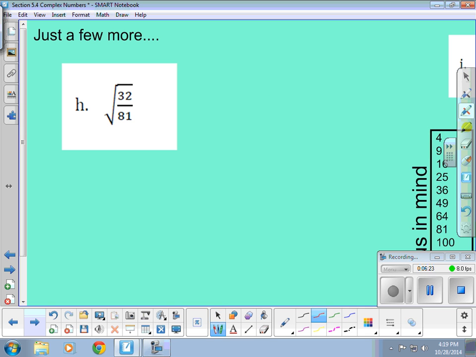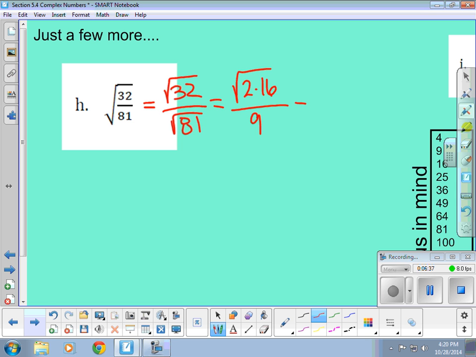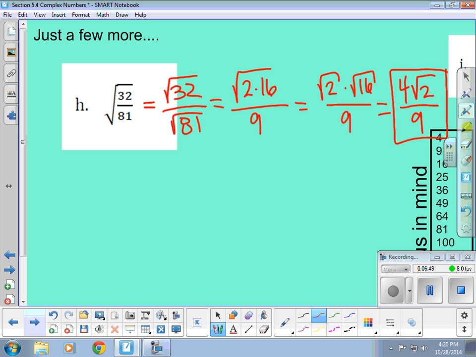H. If I go ahead and look at that, once again, I break it apart. Square root of 32 over the square root of 81. Well, 32, I think what perfect squares are in 32? I know 2 times 16 is in there. And then the square root of 81 is 9. So I have the square root of 2 times the square root of 16 over 9. Square root of 16 is 4, so I have 4 square root of 2 over 9. And that is simplified as far as possible as well.